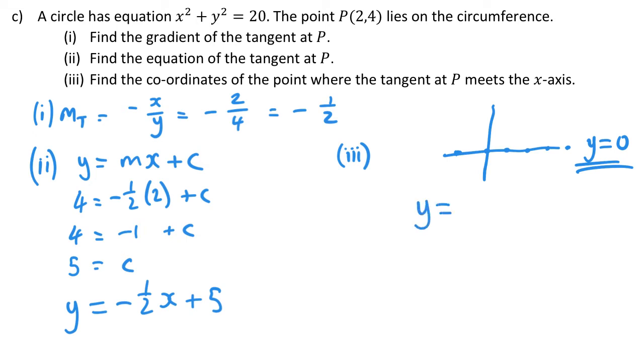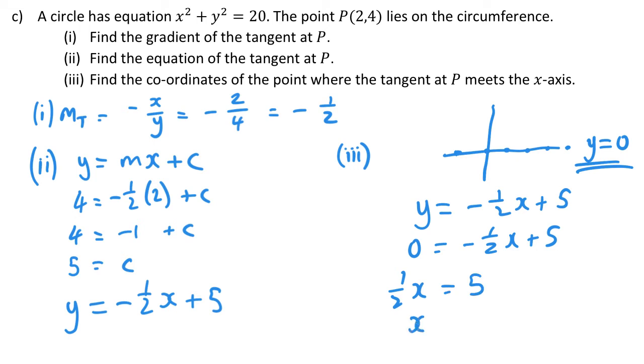So our tangent equation is y equals minus a half x add 5. When y is 0, we get 0 equals minus a half x add 5. Let's take the x over, and we've got a half x equals 5. And then either dividing by a half or multiplying by 2, we get x equals 10. So the coordinate of the point where the tangent at P meets the x-axis is going to be 10, 0.